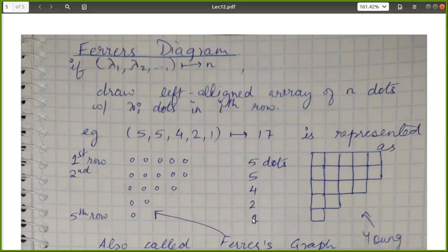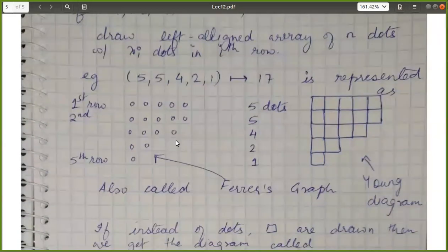Oh, I've written it already here. So 5 dots are there in the first row. Second row has 5 dots. Third row has 4 dots. Fourth row has 2 dots. Fifth row has 1 dot. Okay, so such a diagram of dots is called a Ferrers graph or a Ferrers diagram of lambda.